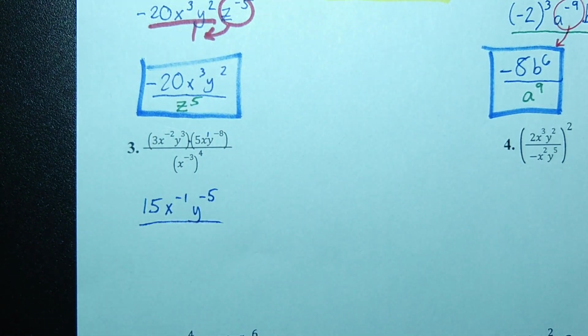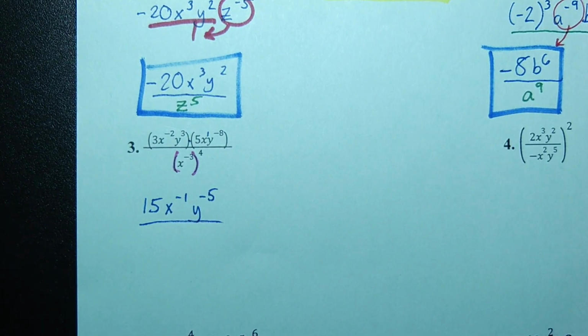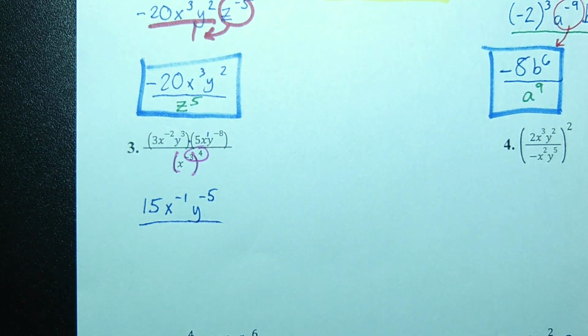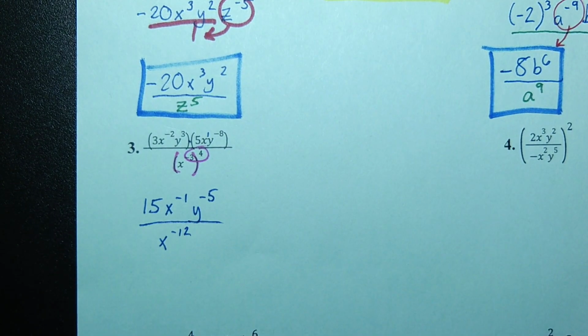Now on the bottom, what's our base operation? What are we doing to x to the negative 3? You're multiplying the exponent, powering up, so you are multiplying. So we get x to the negative 12th. So we simplified the top, we simplified the bottom.